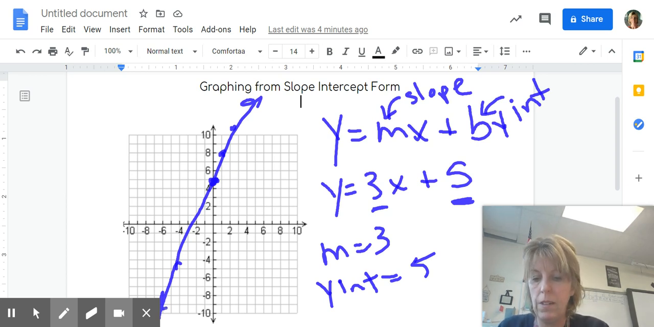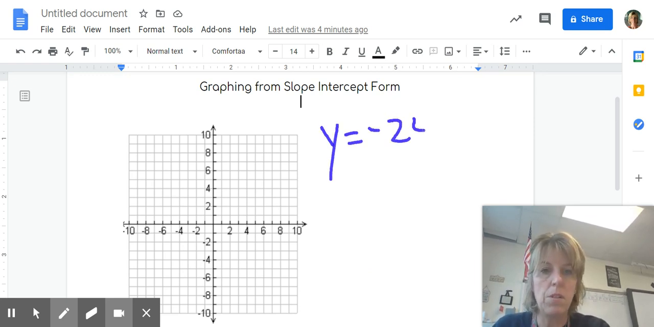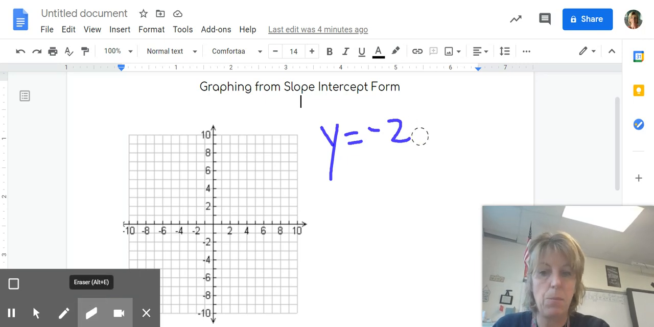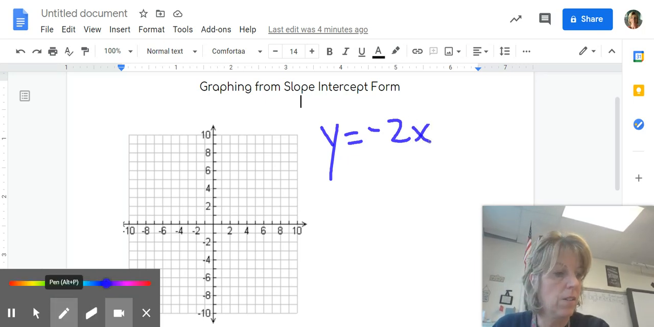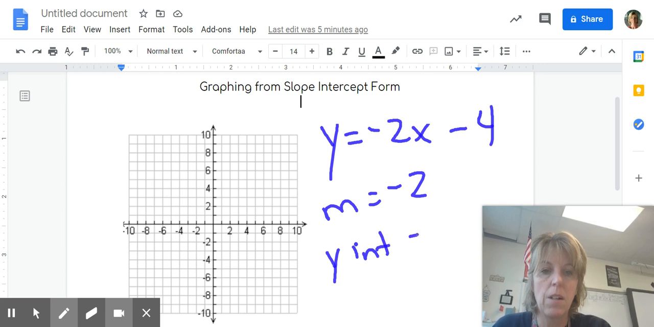All right, let's try another one. What if my equation looks like y equals negative 2x minus 4? What is my slope? My slope is negative 2. And what is my y-intercept? My y-intercept is negative 4.